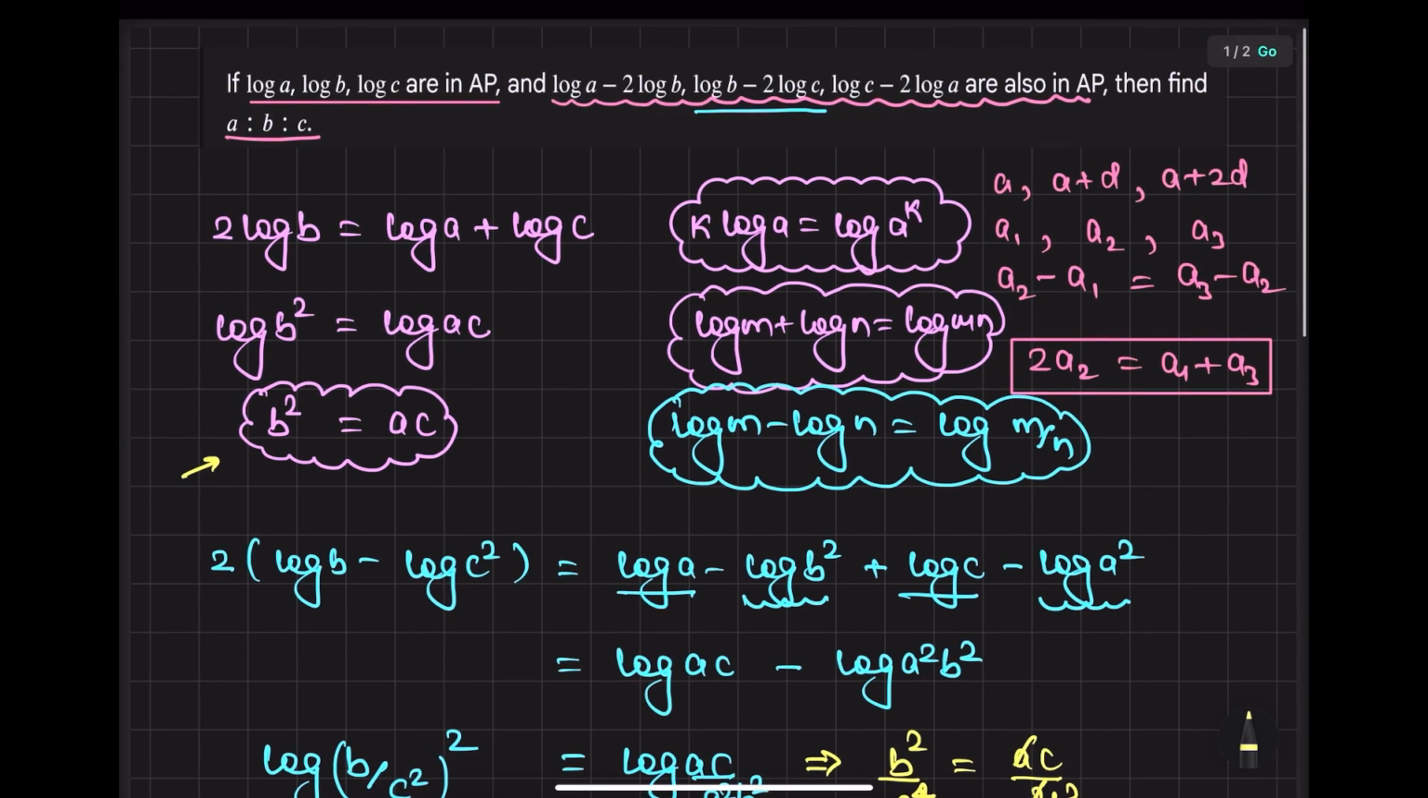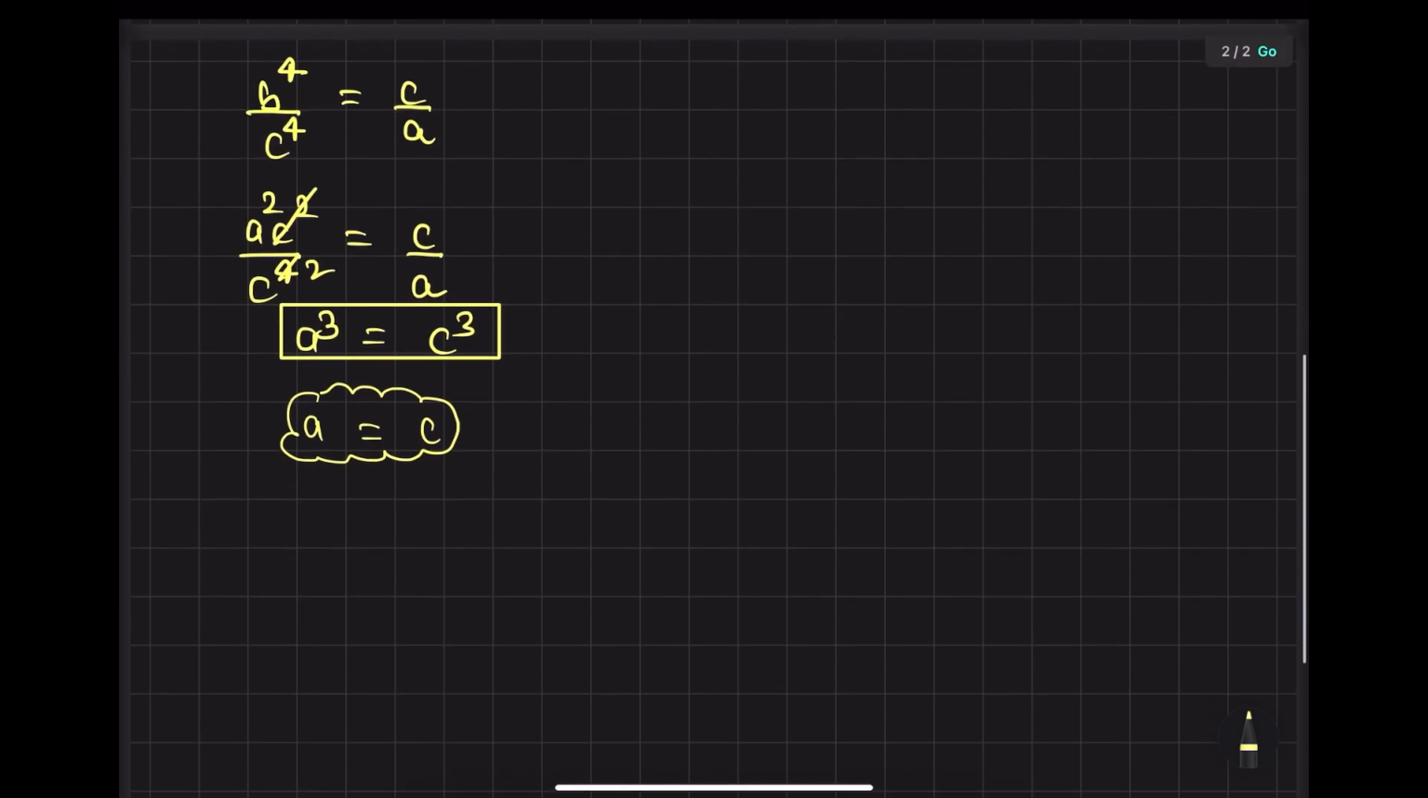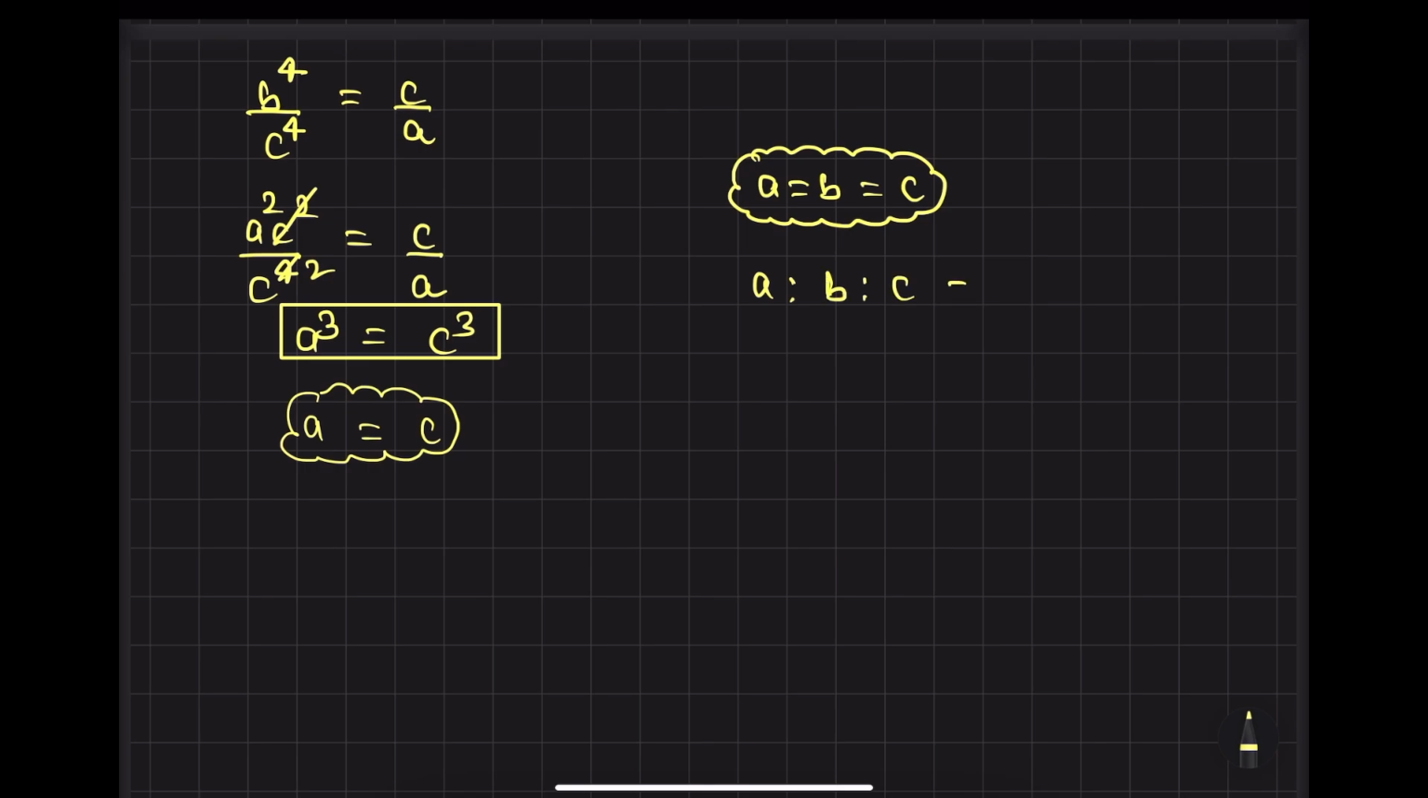And with this idea, if A and C are equal, can I write B square equals A square? So can I say that A will be equal to B will be equal to C, therefore the ratio will become 1 is to 1 is to 1. So our problem is resolved.